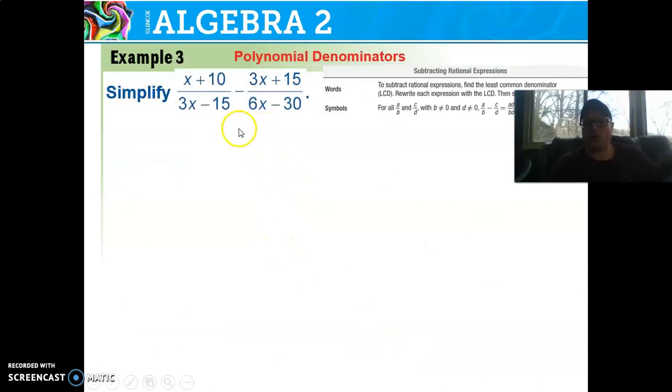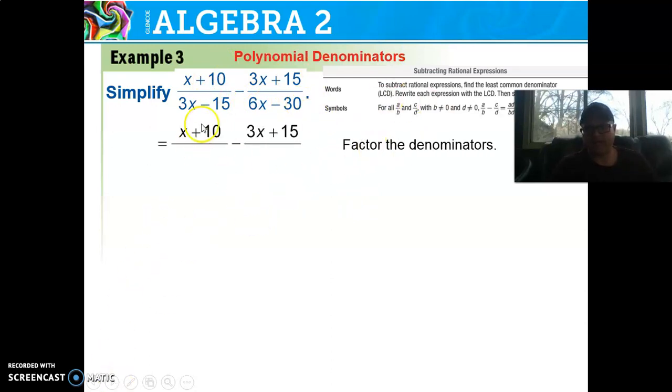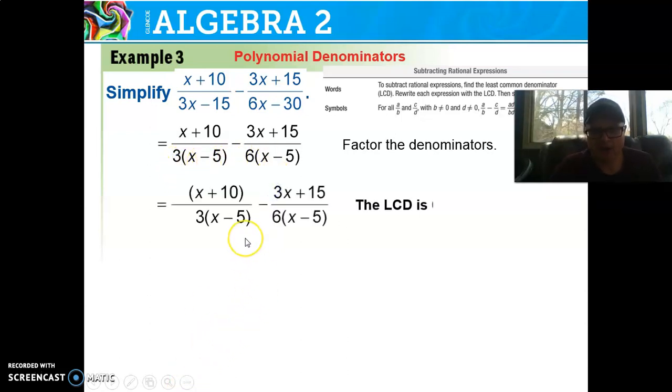Looking at this with polynomials, before you add or subtract, you want to make sure that everything is completely factored, especially the denominators. Let's factor the denominators by just using a GCF. 3x minus 15, we can take out a 3, leaving us with x minus 5. And with 6x minus 30, we can take out a 6, leaving us with x minus 5. So you'll see our denominators are 3 times x minus 5 and 6 times x minus 5. What's the LCD? Well, we could make it 6 times x minus 5.